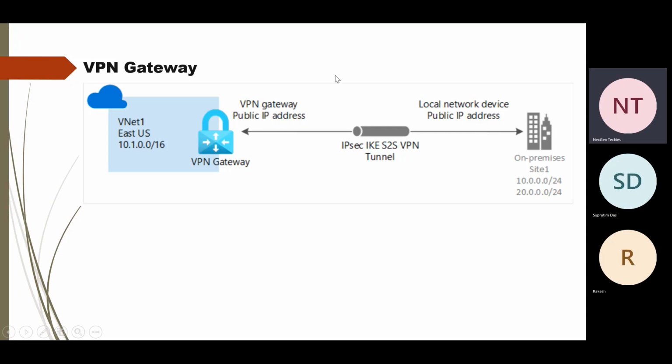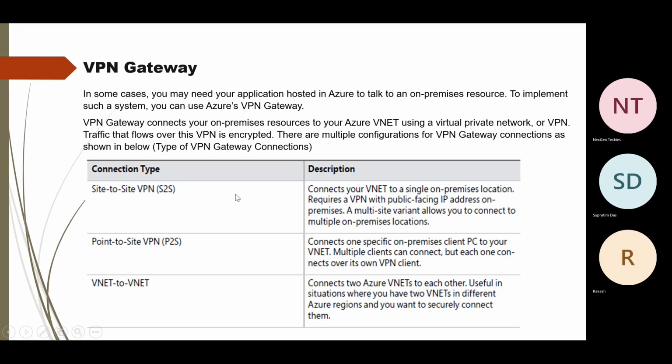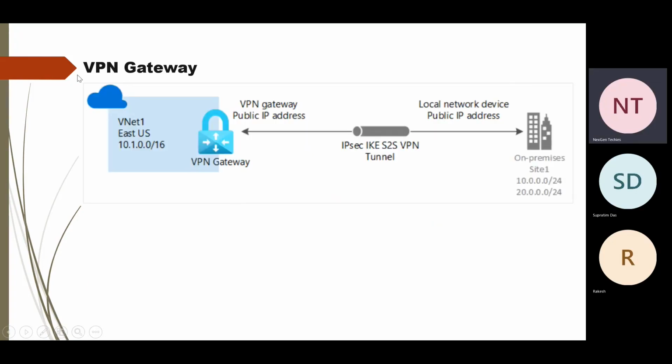This has low bandwidth, so we use these types of connections basically for non-production. It is not advisable to use site to site VPN gateway for production, because it has low bandwidth. If you have budget problems, then you can use this one. It all depends upon the customer's costings.